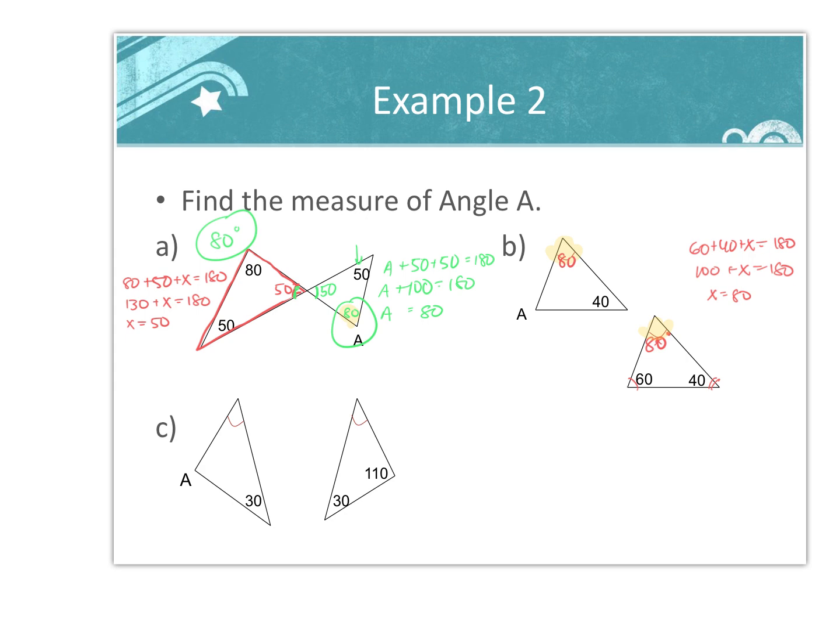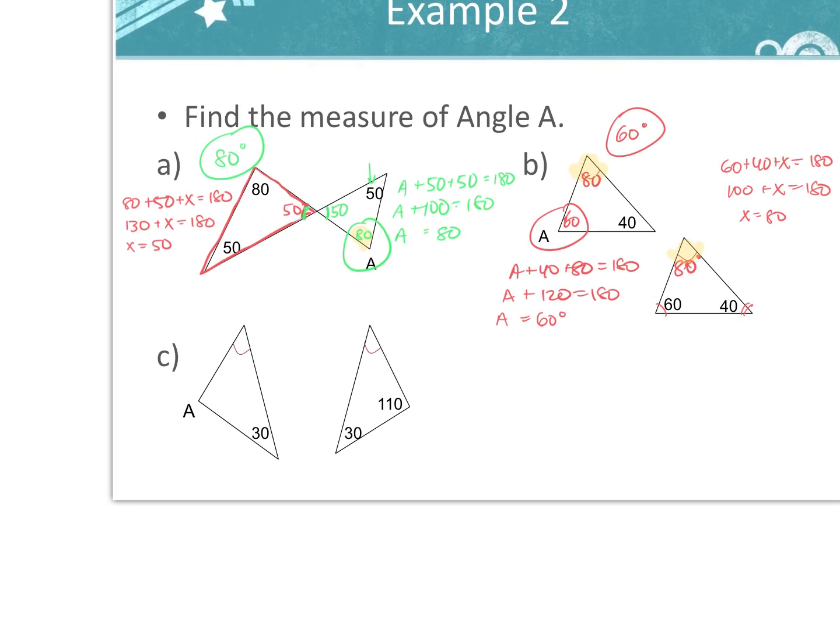So lastly, angle A plus 40 plus 80, again, has to add up to 180. A plus 120 is 180. So angle A must be 60 degrees. And so again here, I have my answer for this one. And then I go to C, and the same thing.